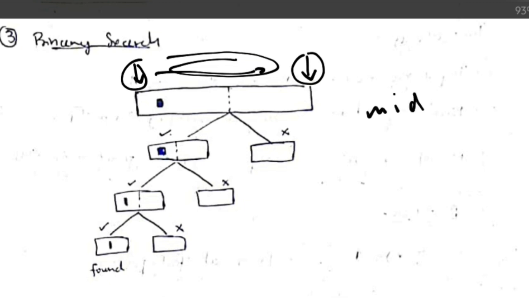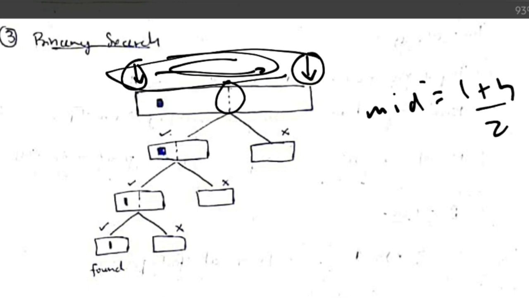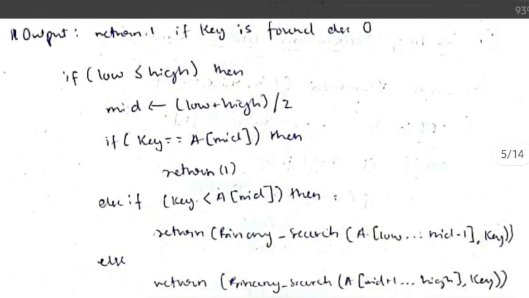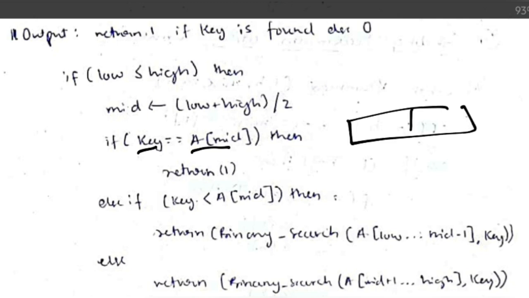What does mid mean? Mid is equal to (L + h) / 2. So (L + h) / 2 will give us the mid position. After getting the mid position, we have to compare if the element lies in the left part or in the right part. For that, firstly we will be checking if key is equal to a of mid. If the mid position has the element which we need to find, then we will return 1. Else we have to search if the key is in the left part or in the right part.